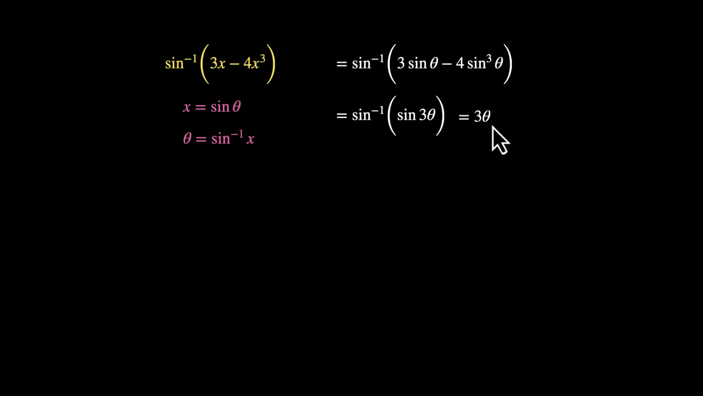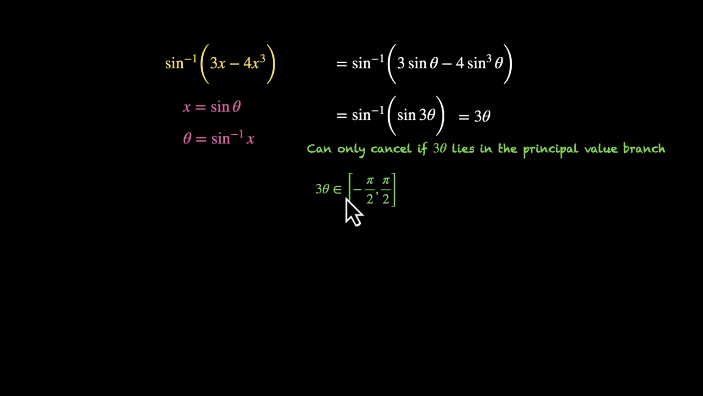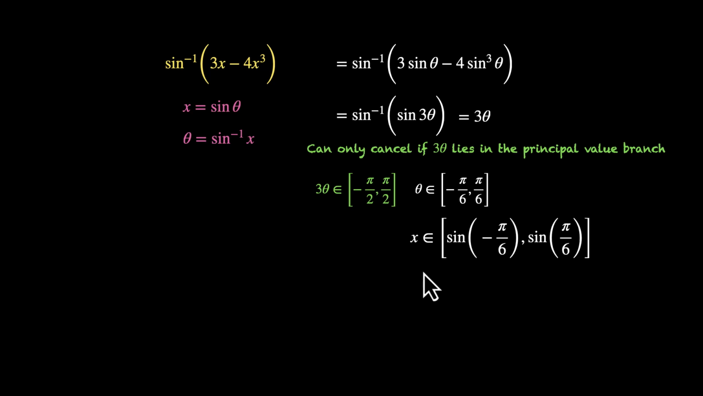But can we always do that? No. We can only do this when 3 theta lies in the principal value branch of sine inverse. This means 3 theta belongs to this set minus pi by 2 to pi by 2, which means theta belongs to this set minus pi by 6 to pi by 6. And what happens to x when theta is in this range? X belongs to this set sine of minus pi by 6 to sine of pi by 6. Sine pi by 6 is half, sine minus pi by 6 is minus half. This means x is in this range minus half to half.